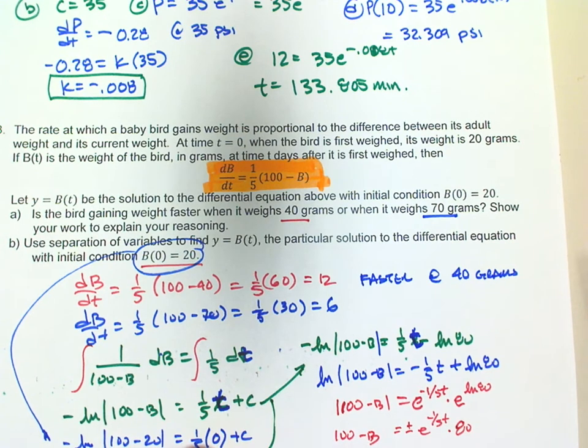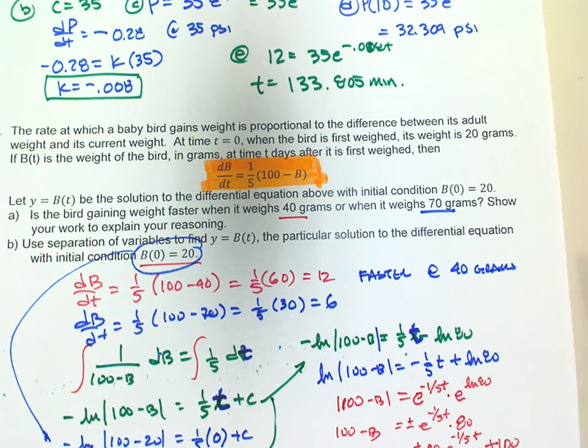Okay. And go ahead and subtract 100 from both sides and change the sign, so this is a positive b. I'll kind of do all those in one step. So this is plus or minus 80 e to the negative 1/5 of t plus 100. Again, I changed the sign, and my positive and negative here have kind of switched around.